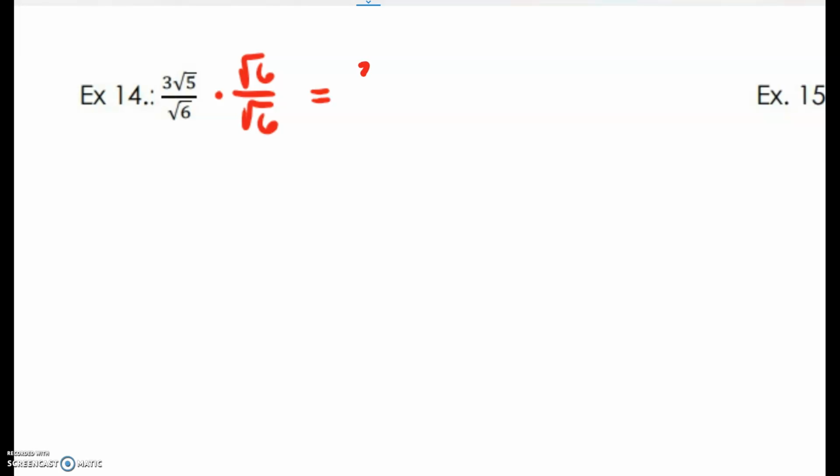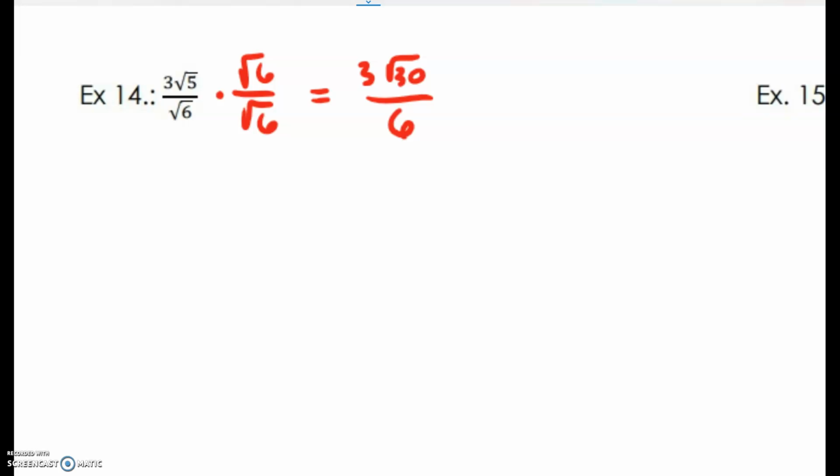So we're going to have 3 radical 5 times radical 6, which is radical 30. And then radical 6 times radical 6 is radical 36, but that's just 6, right? So we got 3 radical 30 over 6.